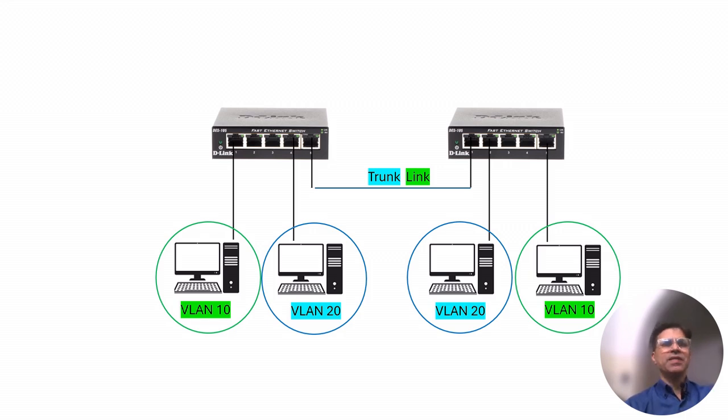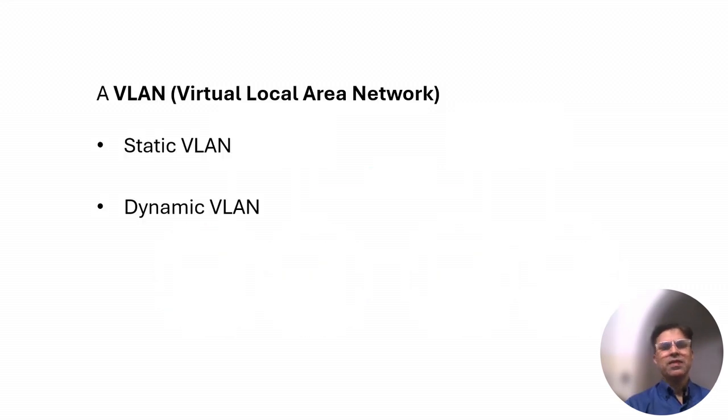Flexibility and scalability: devices can be moved across physical locations without changing their network location as long as VLAN tagging is supported. Trunk links can span multiple switches, carrying traffic from multiple VLANs using VLAN tags. ISL is Cisco proprietary, but IEEE 802.1Q is an open standard. In this video, we will talk mostly about static VLANs.